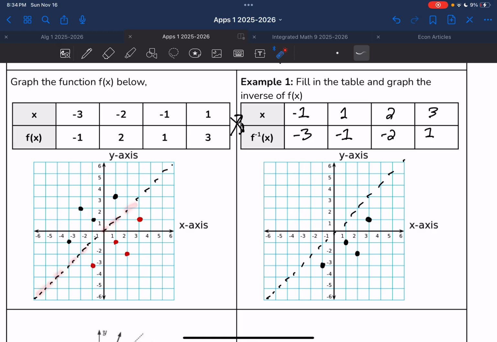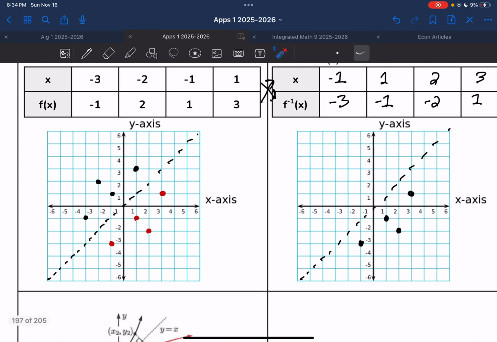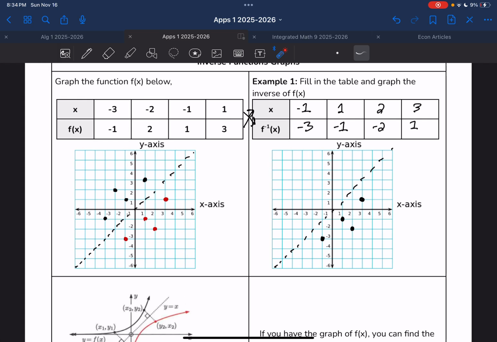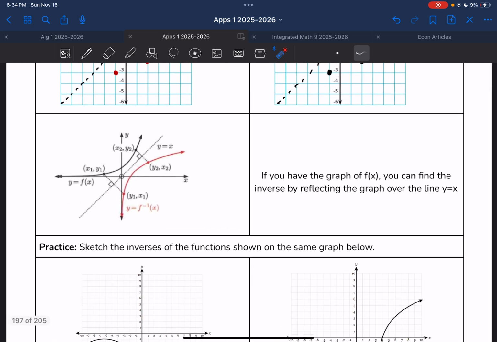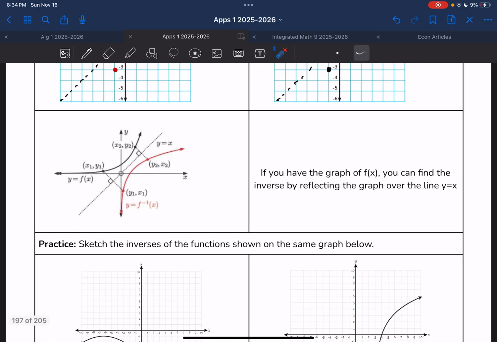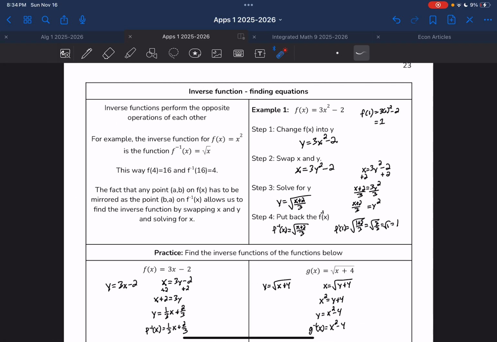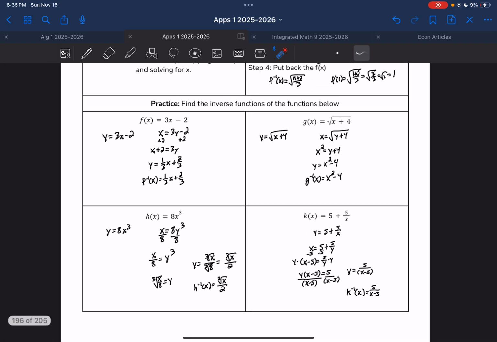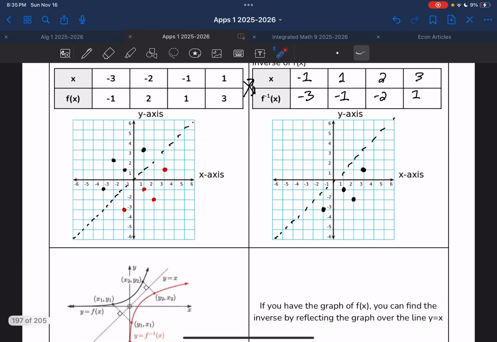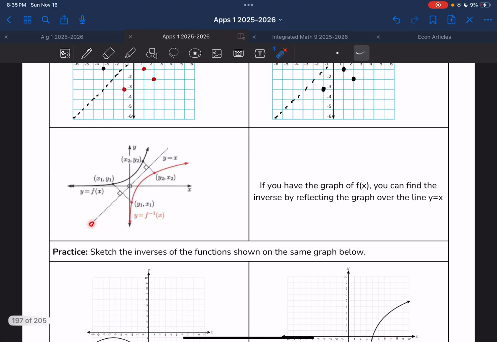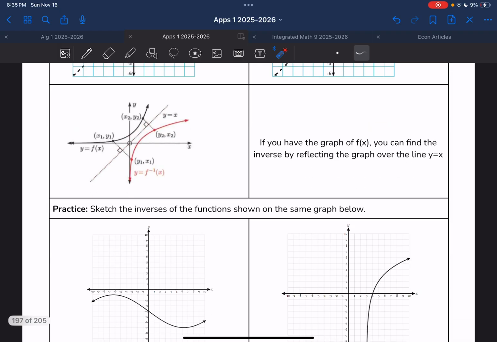And that's the line y equals x, right? It's a line through the origin with a slope of 1. So it goes like that and like that. And that's actually how you can find the inverse of any function graphically, right? So it makes sense that if you would swap x and y to do it algebraically, that graphically you reflect over the line y equals x.